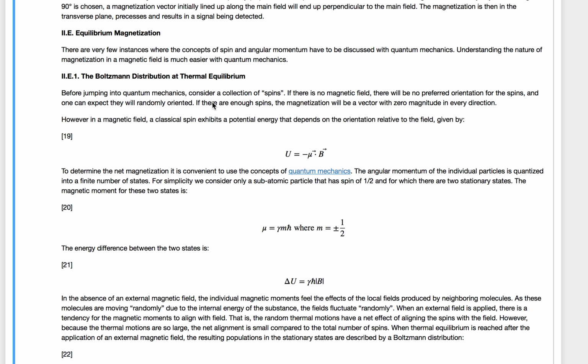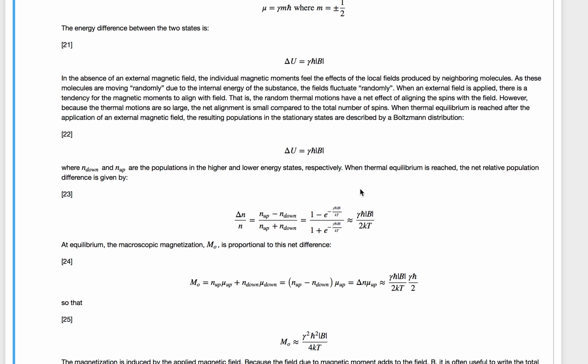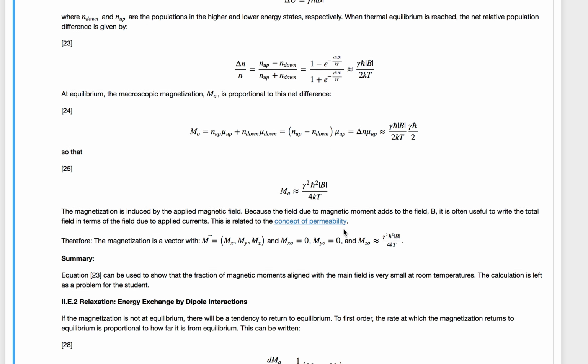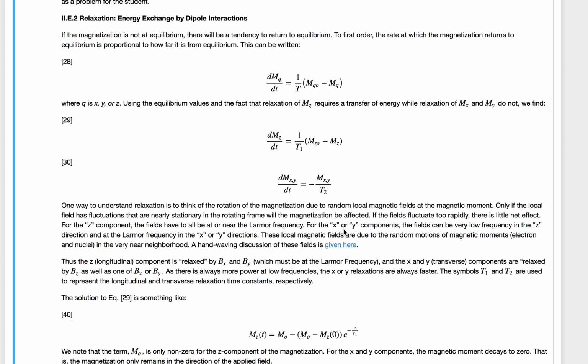We've already talked about the Boltzmann distribution and thermal equilibrium. So that's this part of chapter 2. You'll recognize the relationship we come up with. And finally, in this chapter, we're going to talk about relaxation.